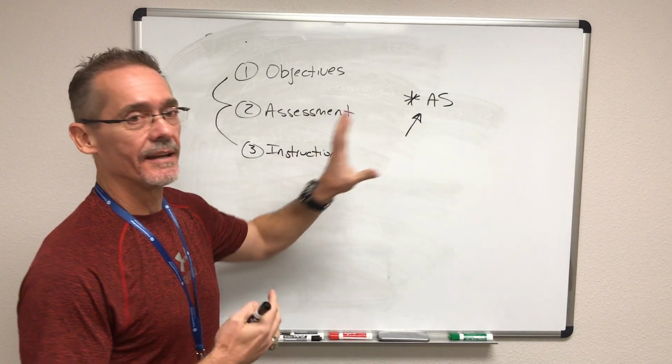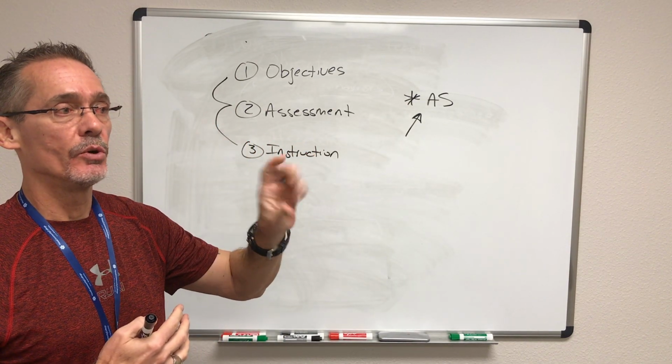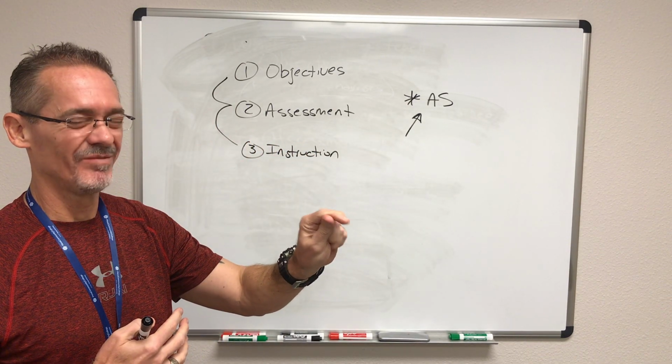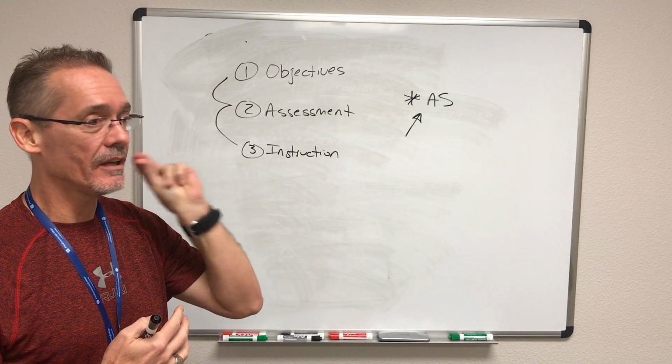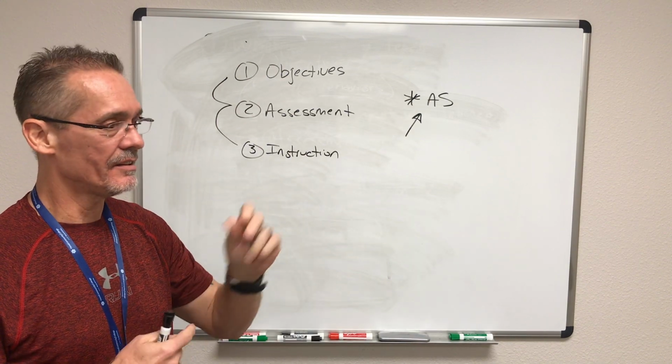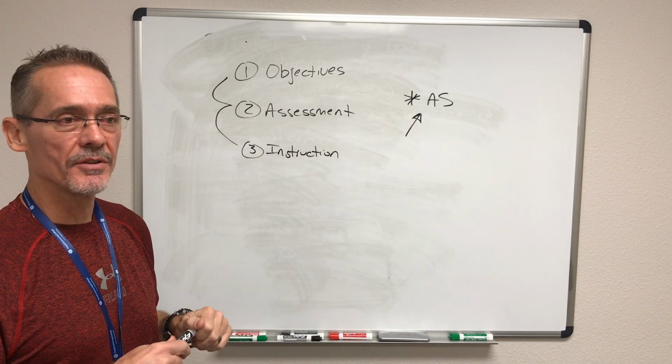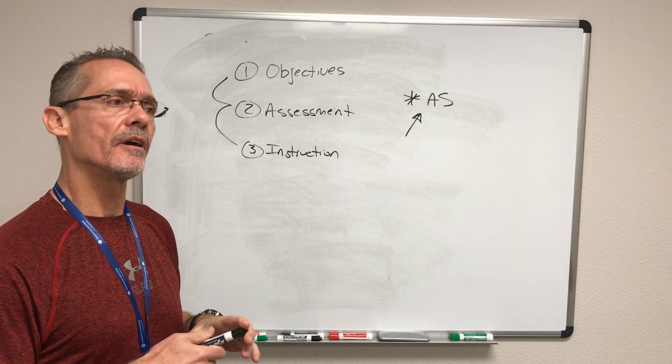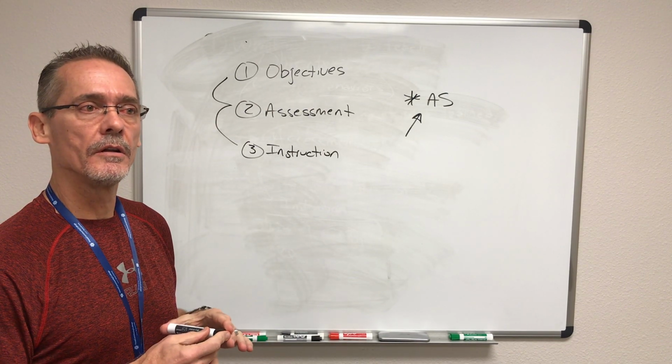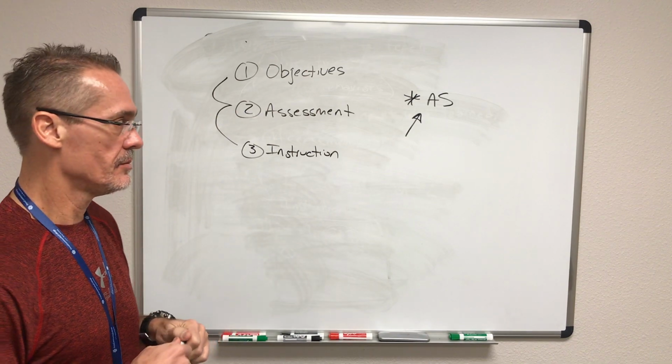The anticipatory set is a tool just to get their attention. It's a brief tool generally. It's something just to get their attention. It's for the kid in the back of the room who doesn't really care about your class to kind of perk up and be like, what? What's going on? That's an anticipatory set.